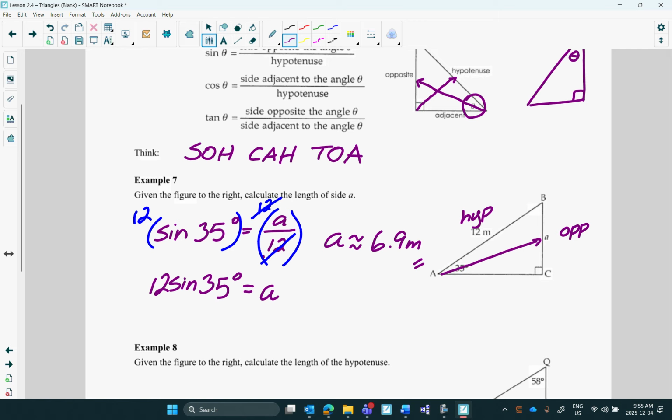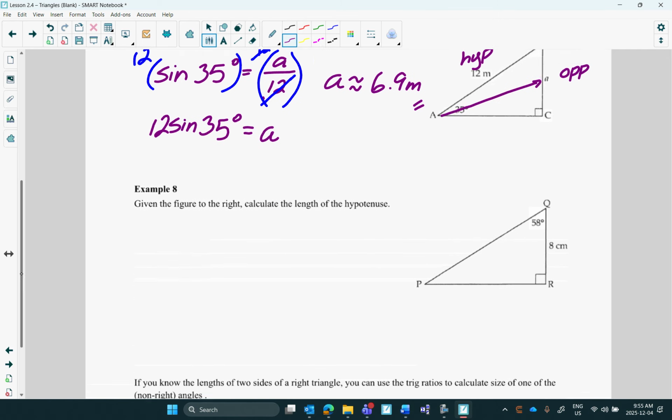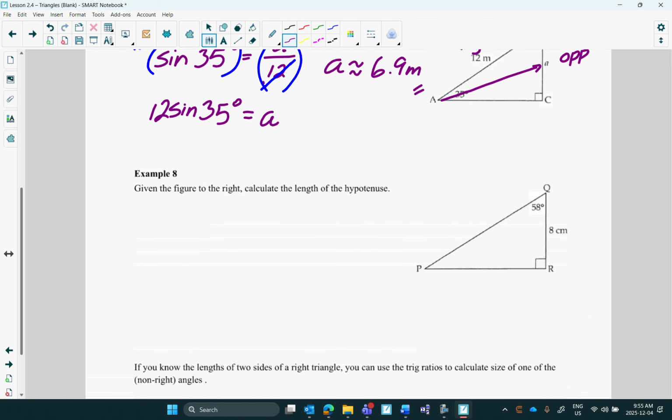All right, let's look at another one. Again, you've got to figure out our trig equation first and then use algebra. So in this question, I'm given the 58-degree angle. I'm asked to find the length of the hypotenuse. Well, the hypotenuse is PQ, so I'm just going to call it X.